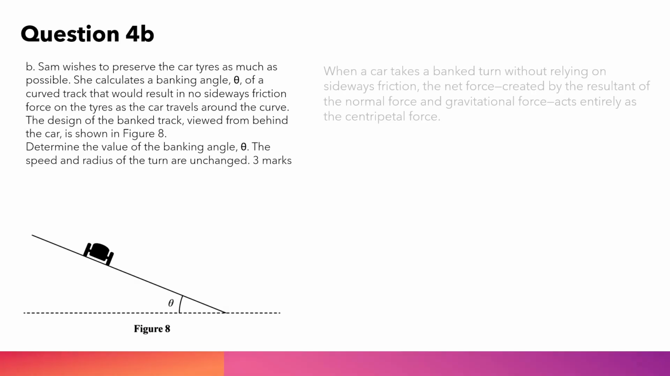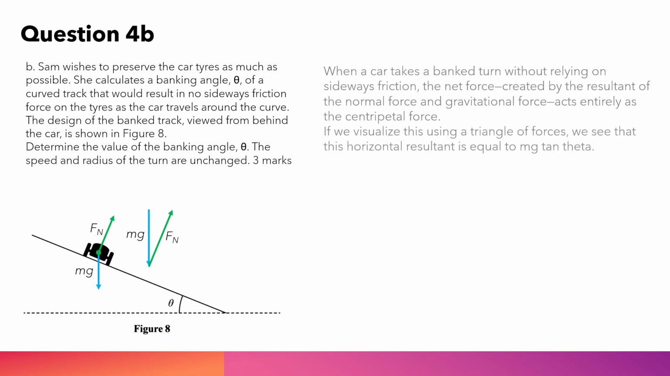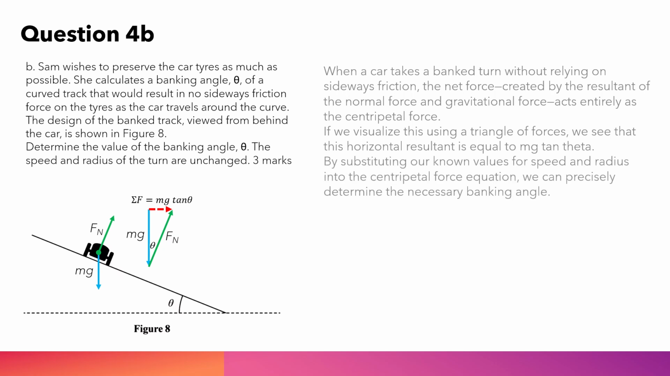When a car takes a banked turn without relying on sideways friction, the net force, created by the resultant of the normal force and gravitational force, acts entirely as the centripetal force. If we visualize this using a triangle of forces, we see that this horizontal resultant is equal to mg tan θ. By substituting our known values for speed and radius into the centripetal force equation, we can precisely determine the necessary banking angle.